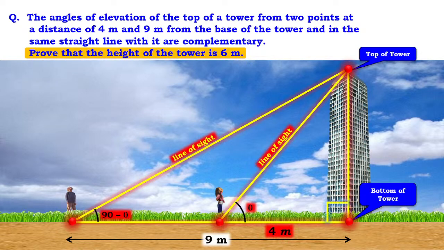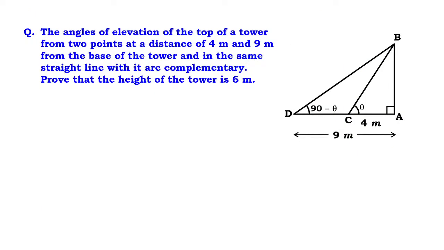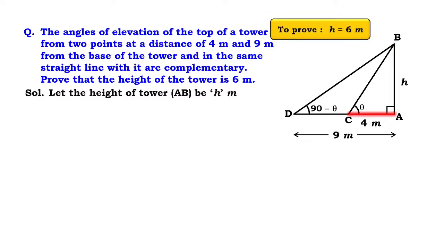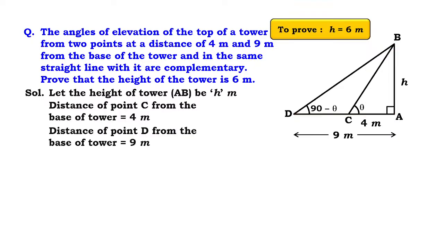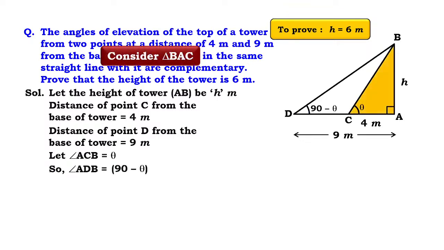So now can you solve it now? Prove that the height of the tower is 6 meter. Look here. You have to prove. First wait, look here. You have to prove the height is how much meter? 6 meter. So now take it as a right angle triangle. Okay. मैंने diagram draw किया है. So first you take AB as H, that we have to prove it as 6 meter. And now let me take the first angle ACB. The second angle 90 minus theta. First, what triangle I am going to take?